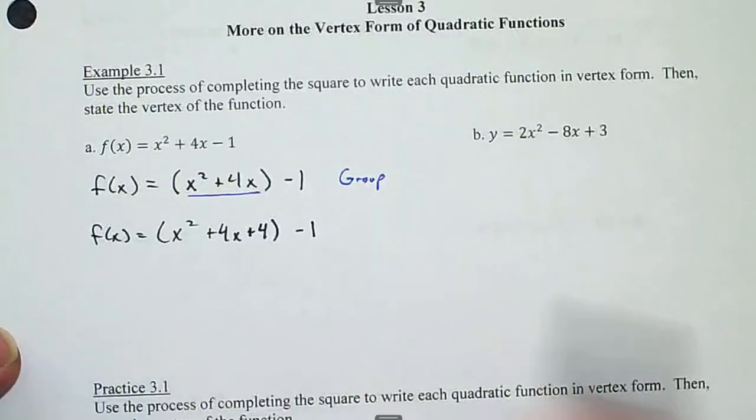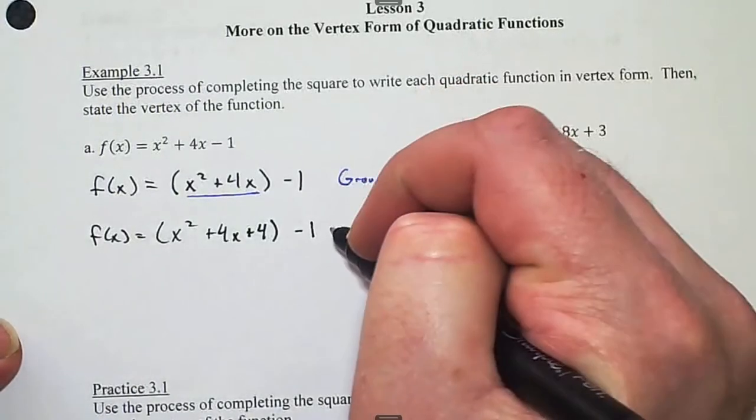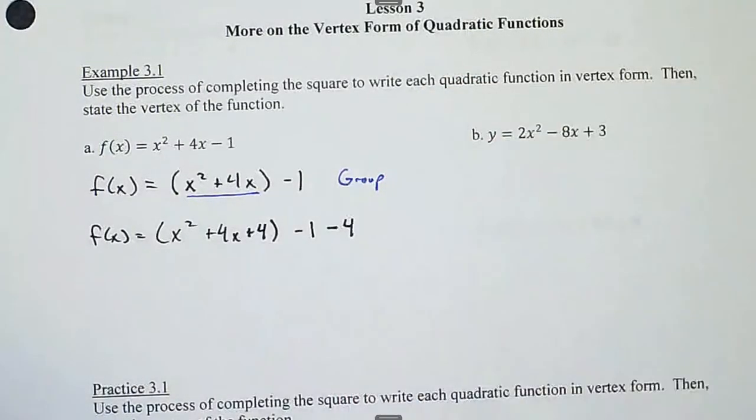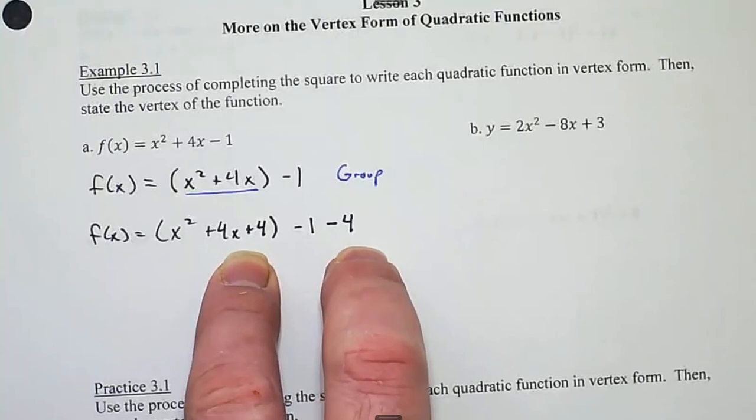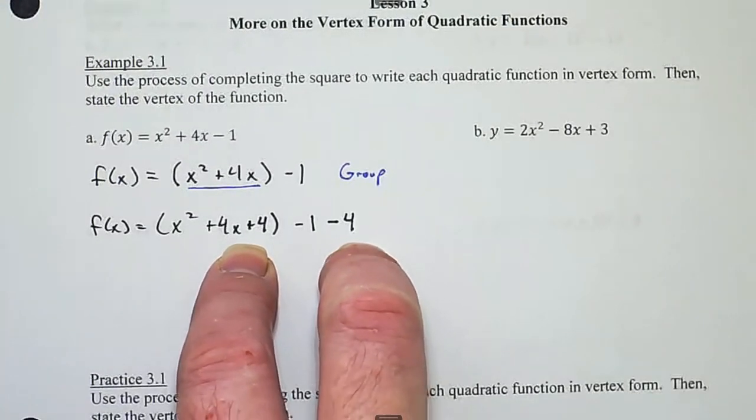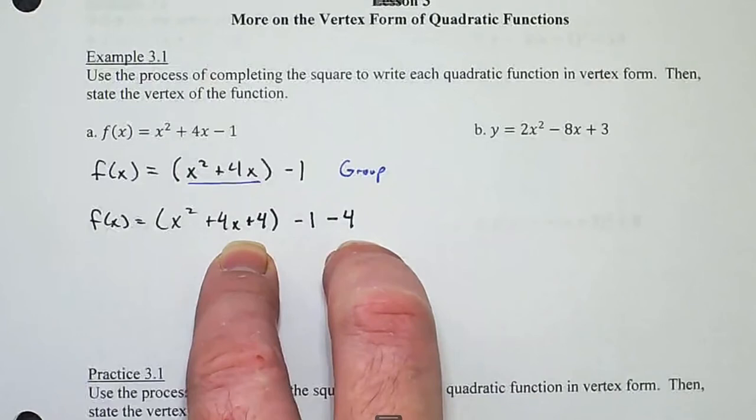I added 4 inside these parentheses, so I have to subtract 4 outside of them. So this is a little different. When we use this to solve quadratic equations, we added 4 to both sides. You can maintain balance in an equation by adding to both sides, but you can also maintain balance by offsetting any change you make. So by adding 4 and subtracting 4, I'm really just adding 0. That's the oldest trick in the book. I didn't change anything.